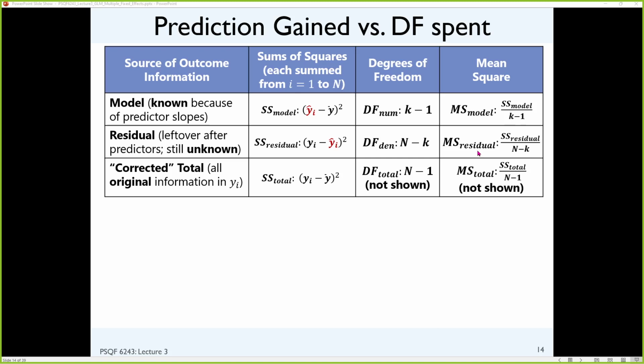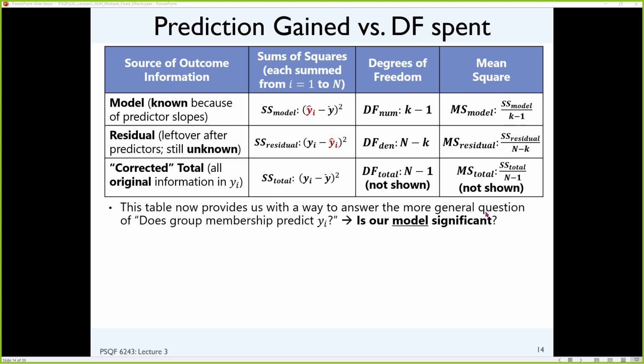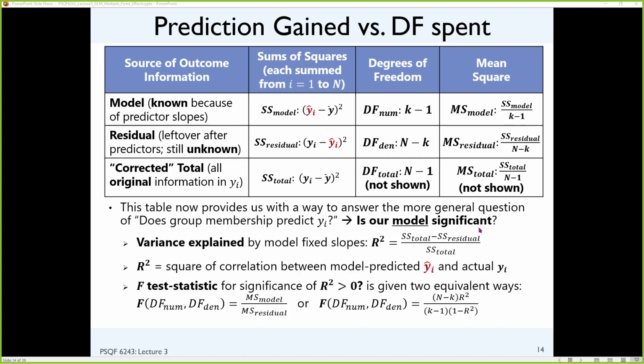And what quantifies a good deal in this class, our friend F, is that the mean square for the model should exceed the mean square for the residual. Otherwise, it's not a good deal. So the ratio of those two things is going to form a new test statistic known as F, capital F. Mean square model over mean square residual is going to be given to you as something called F.